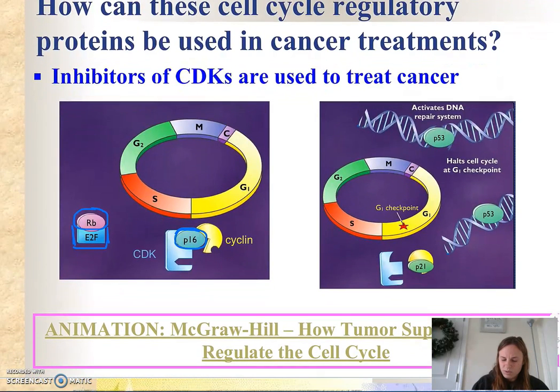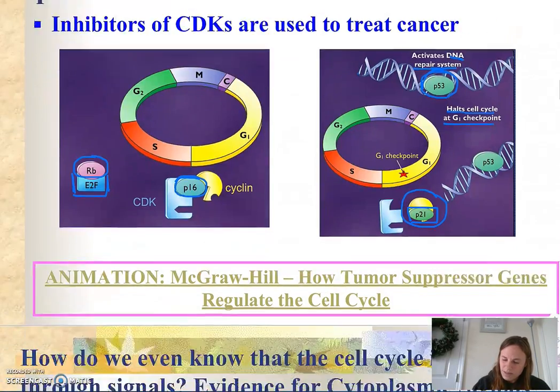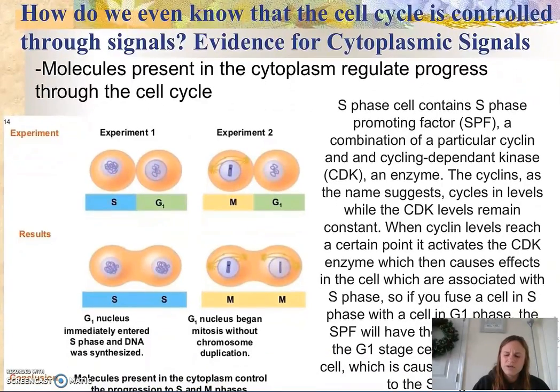The other tumor suppressor protein that's highly studied by scientists is this P53. So what P53 is, it halts the cell cycle at G1 checkpoint so that the DNA repair system has time to fix that damaged DNA. And the way it does is it initiates the transcription of P21. P21 binds to the cyclins so that the cyclins cannot bind to the CDK, thus inhibiting the cell cycle at the G1 checkpoint.